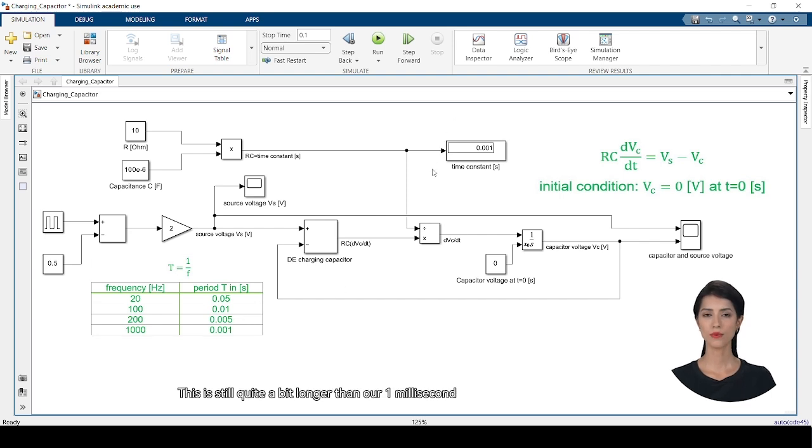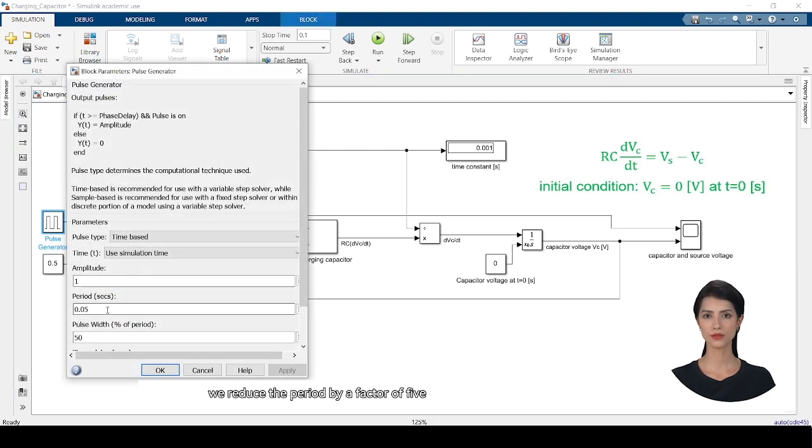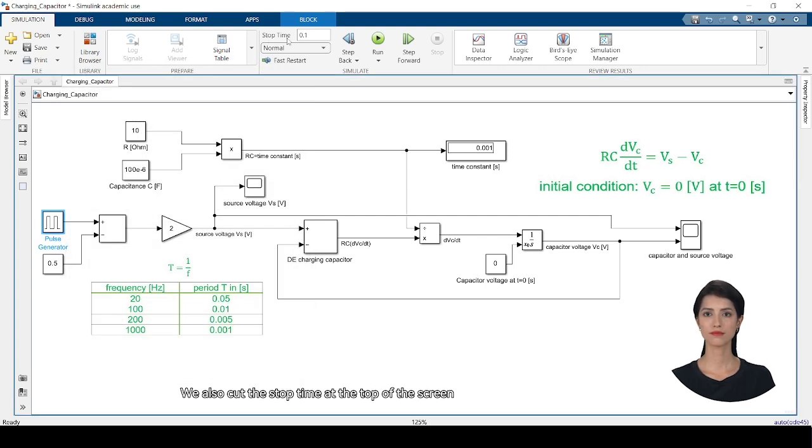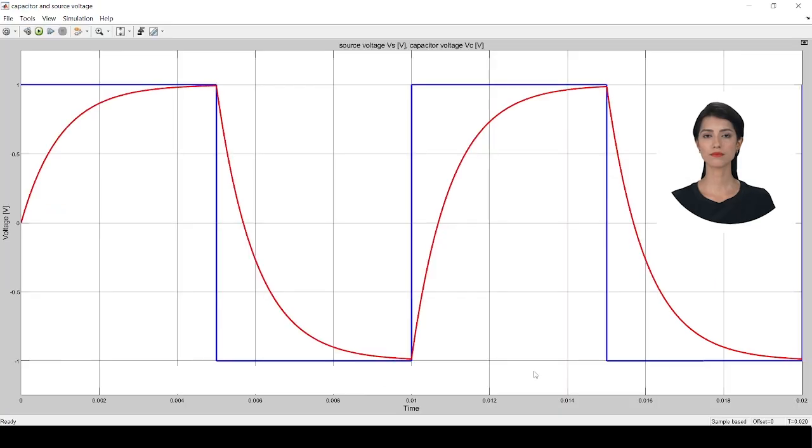This is still quite a bit longer than our 1 millisecond time constant. Let's see what happens. In the pulse generator settings, we reduce the period by a factor of 5. We also cut the stop time at the top of the screen by 5, setting it to 0.02 seconds. Now, let's run the program and check out the scope. As expected, the period is indeed 10 milliseconds.